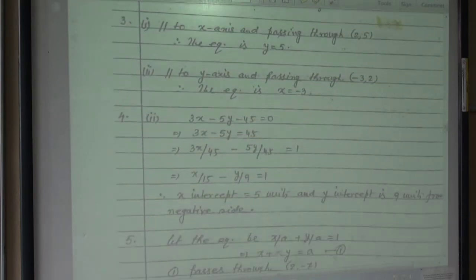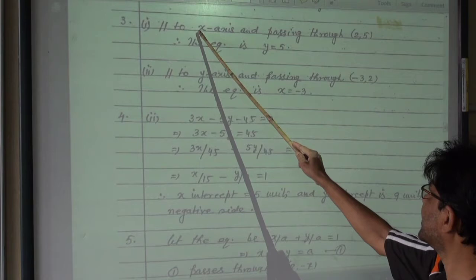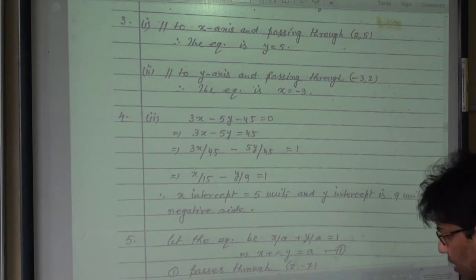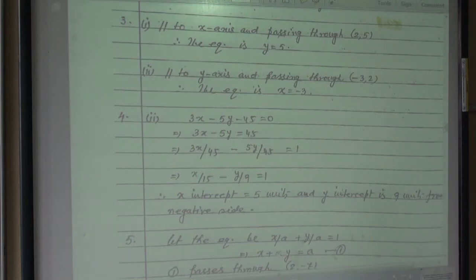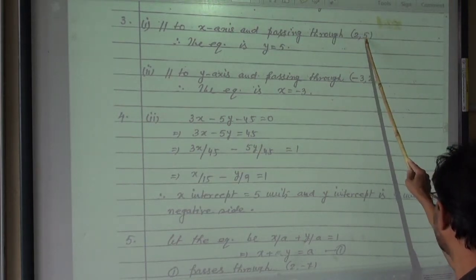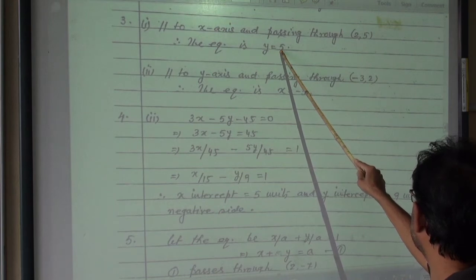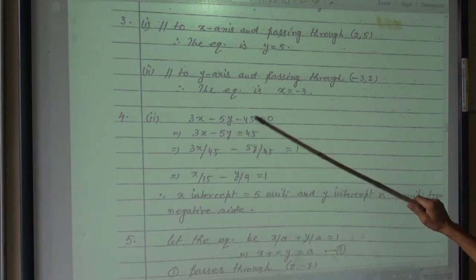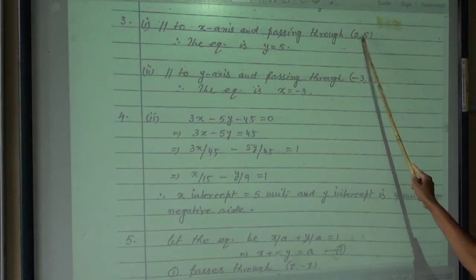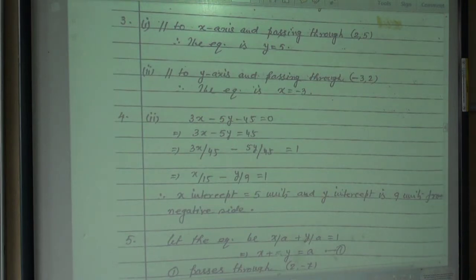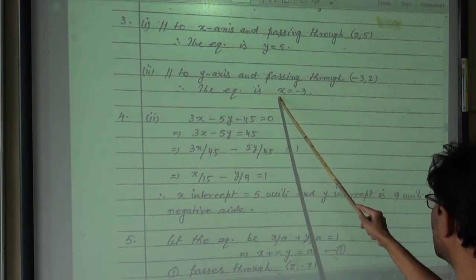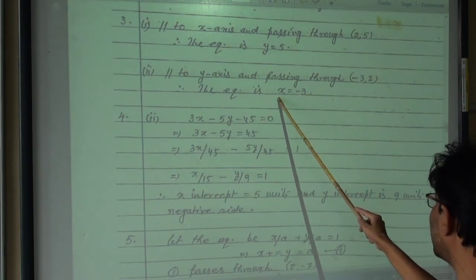Next you have to find out the equation of the line which is parallel to the x-axis and passing through this point. Parallel to the x-axis means y is equal to a constant. The y value is fixed. What is the y value? 5. So y equals 5 is the line. Similarly, if it is parallel to the y-axis, x equals a constant. What is the x value? Minus t. So the equation of that line will be x equals minus t, or you can write x plus t equals 0.